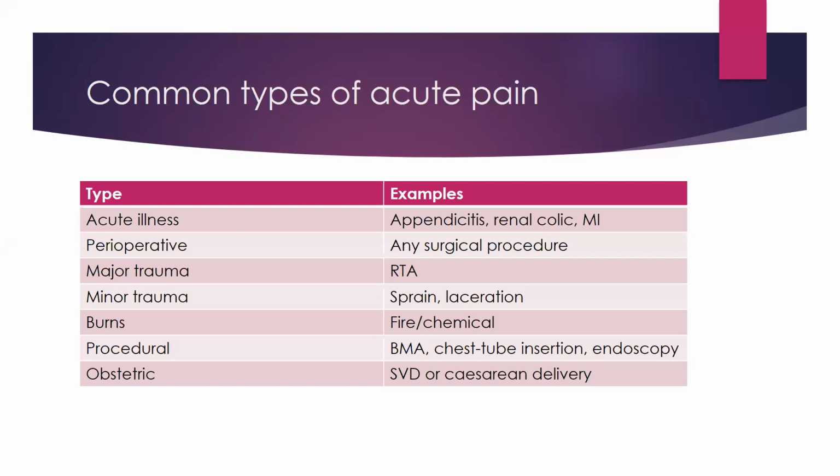Then we have perioperative or postoperative pain that would come following a surgical procedure. We could have major or minor trauma. So for example, patients with accident can get major trauma. Patients from sports can get minor trauma like sprains and lacerations. Even after a fall, someone can get minor trauma. Then we have burns. Burns come from fire or chemical burns, and they cause acute nociceptive pain, and later can cause neuropathic pain.